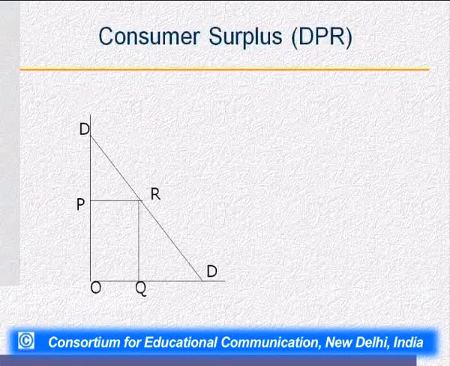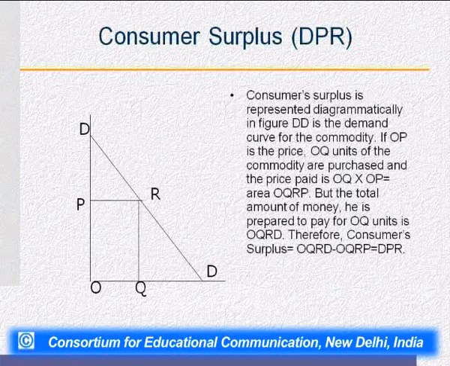With the help of a diagram you can see consumer surplus is represented diagrammatically in figure. DD is the demand curve for the commodity. If OP is the price and OQ units of the commodity are purchased, the price paid is OQ into OP. So what is the consumer surplus here? OQ into OP is equal to area OQRP.